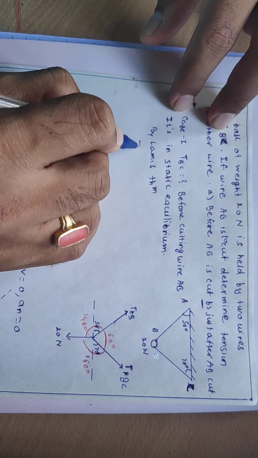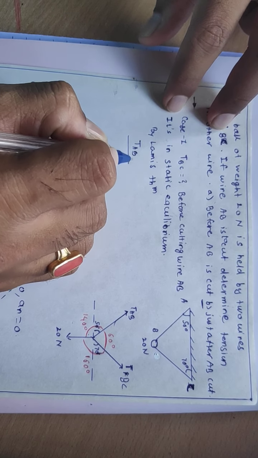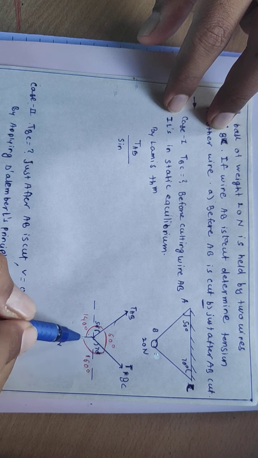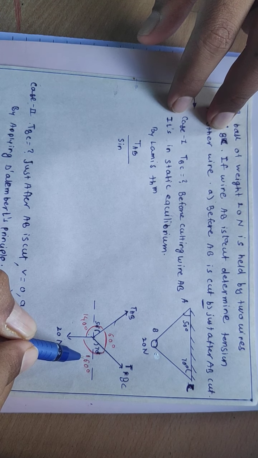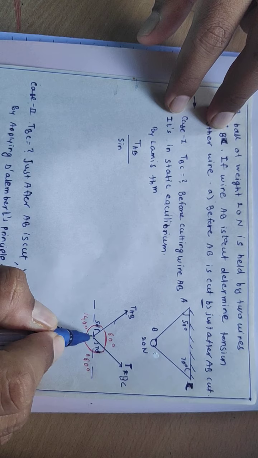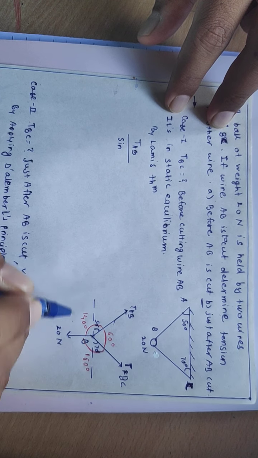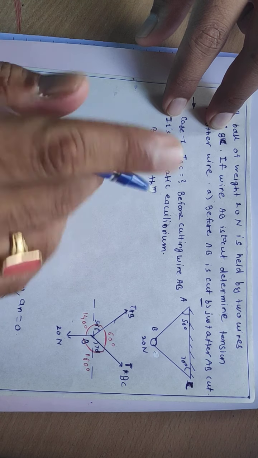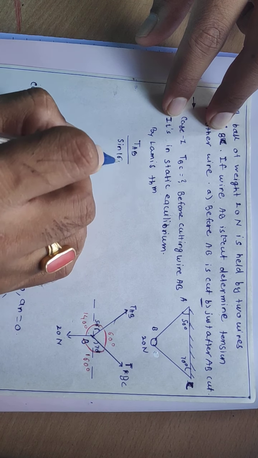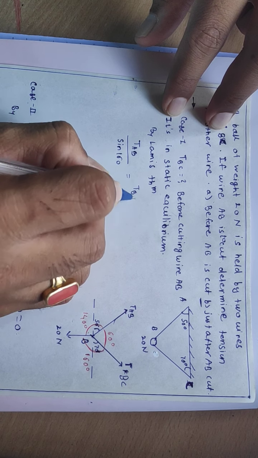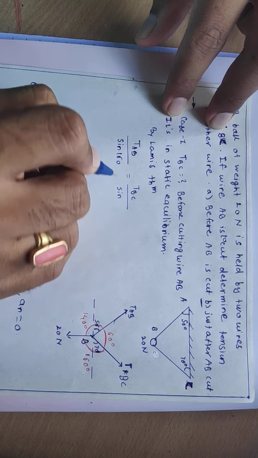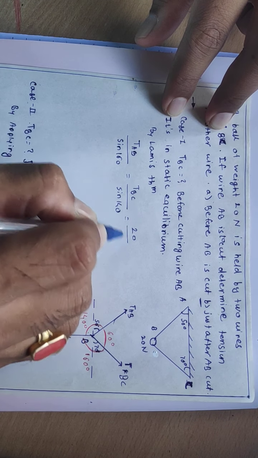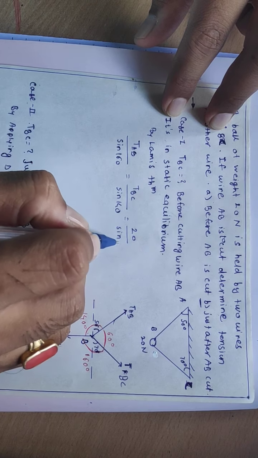So by using Lami's theorem, each force is divided by the sine of the opposite angle. So TAB divided by sine of 160. We have to draw the FBD of point B. So this is the FBD of point B, and here we use Lami's theorem. TAB upon sine 160 is equal to TBC upon sine 140 is equal to 20 divided by sine 60.